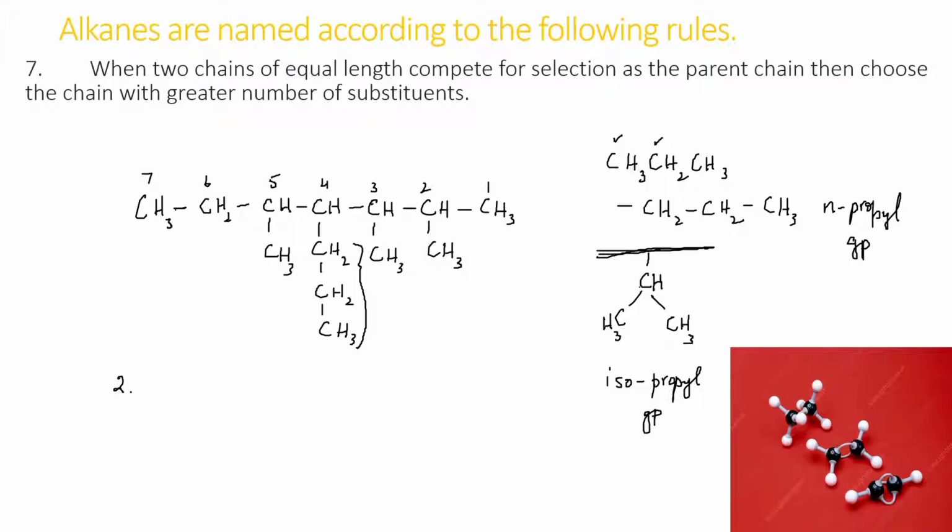So at carbon number 2 we have methyl group, at carbon number 3 we have methyl group, at carbon number 5 we have methyl group. So there are total 3 methyl groups, for which we will write trimethyl. And at carbon number 4 we have what? We have N-propyl. We have N-propyl group, and in the end we have to write the name of the chain, which is heptane in this case.